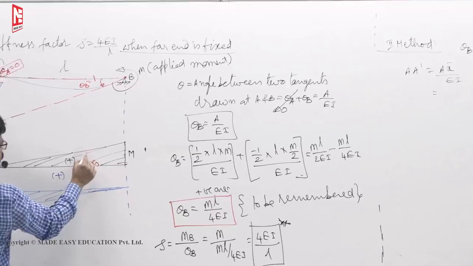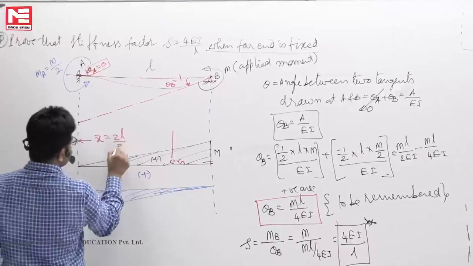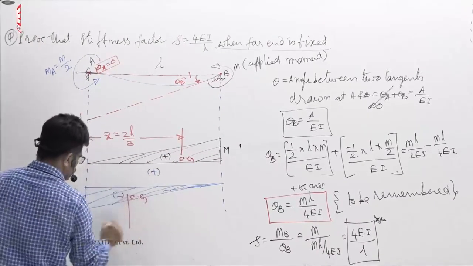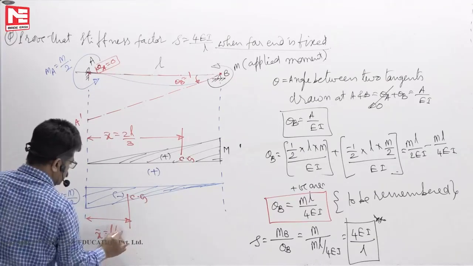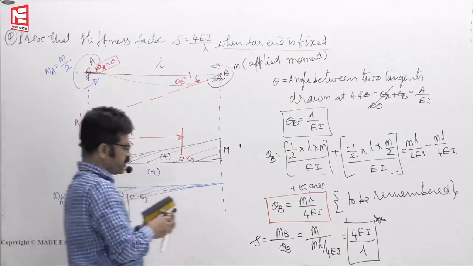This is CG, let us say. X bar you have to measure from here. This x bar is 2L by 3. For this one CG is here. This is your x bar. You will get L by 3. So area into x bar, area into x bar.